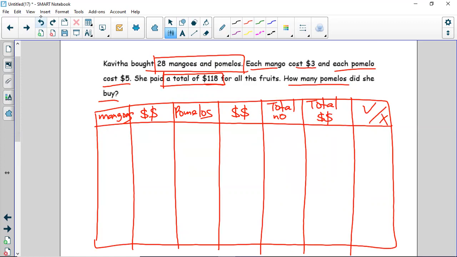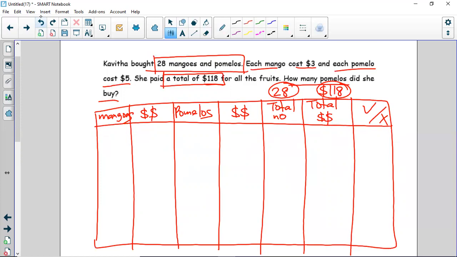So this is what you should have learned when you do guess and check, right? You have a table, rows and columns. Before we start to guess, you need to put two important numbers on the table: the total number of fruits and the total amount of money. Put these numbers on the table because you're going to compare, to see whether your guess is correct or wrong.